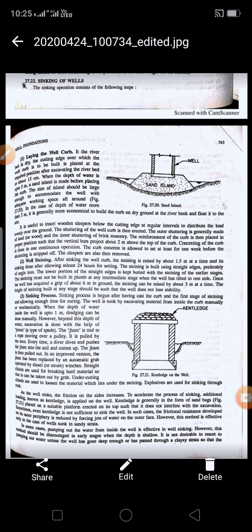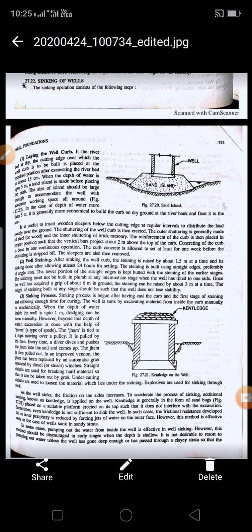The staining is built using a straight edge, preferably an angle of iron. The lower portion of the straight edge is kept butted with the staining of the earlier stages. The staining must not be built in plumb in intermediate stages when the well is tilted to one side. Once the well has a required grip of about 6 meter in the ground, the staining can be raised by about 3 meter at a time. The height of staining built at any stage should be such that the well does not lose stability.